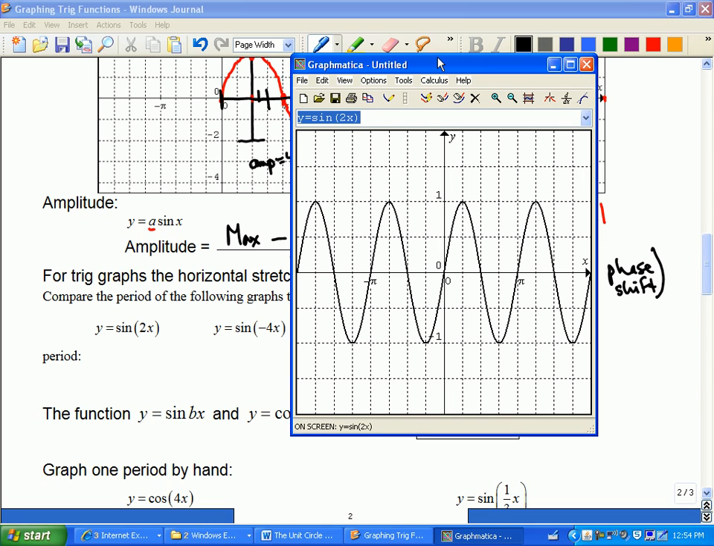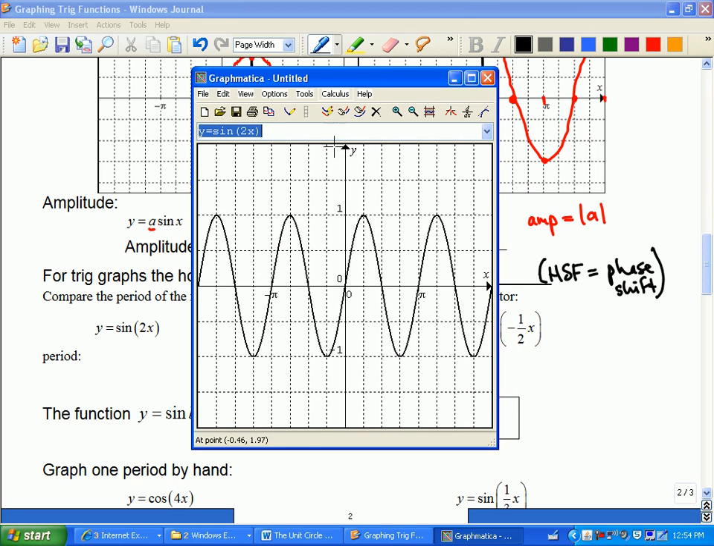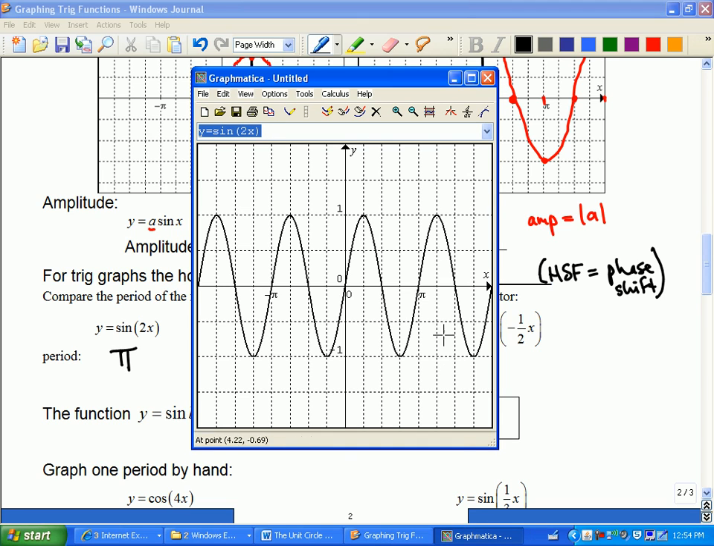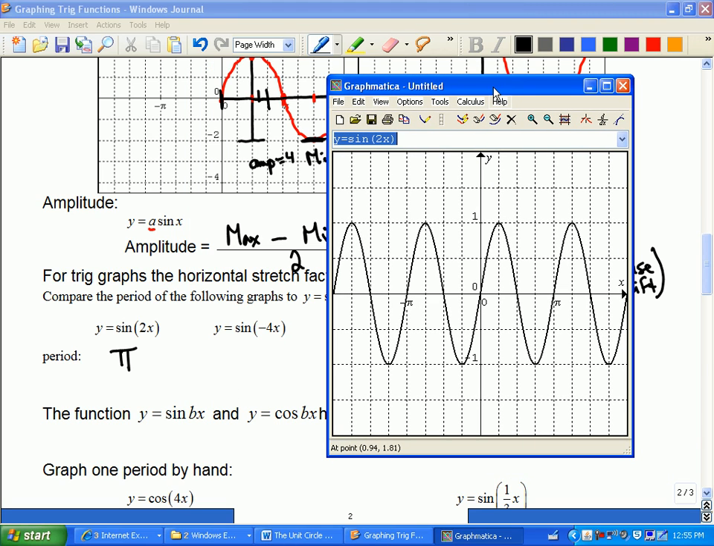So if you look at this graph, there's one cycle. Can you guys see the crosshairs okay from where you're sitting? So from here, there's the start of my sine graph, right? And it's going to keep going like this. And there's where that cycle ends. You guys see how far that is this time? How far was that? It was pi, yeah. It was half what it was before. It's now pi. So the period for this graph is pi. Okay, so we'll take a look at sine if we put 4x in this time.